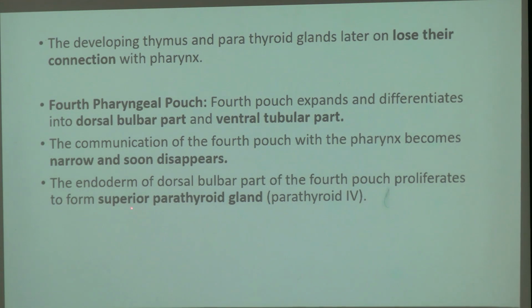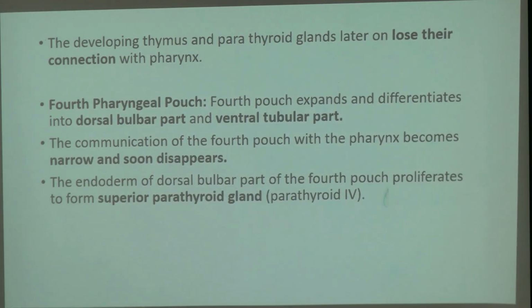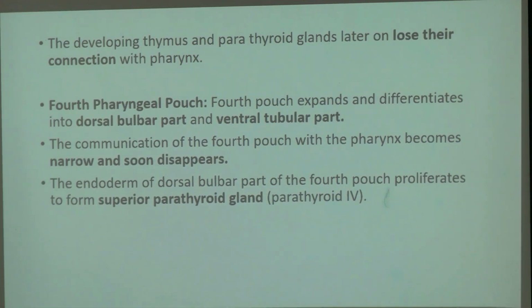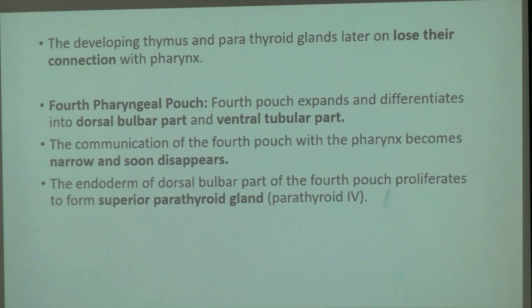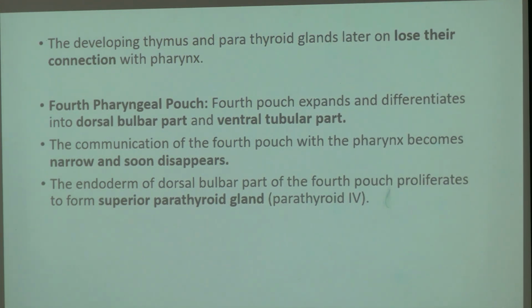It proliferates to form the superior parathyroid gland, whereas the ventral wing will proliferate to form the caudal pharyngeal complex along with the fifth pharyngeal pouch. Later, the fifth pharyngeal pouch will also disappear in the process of development.